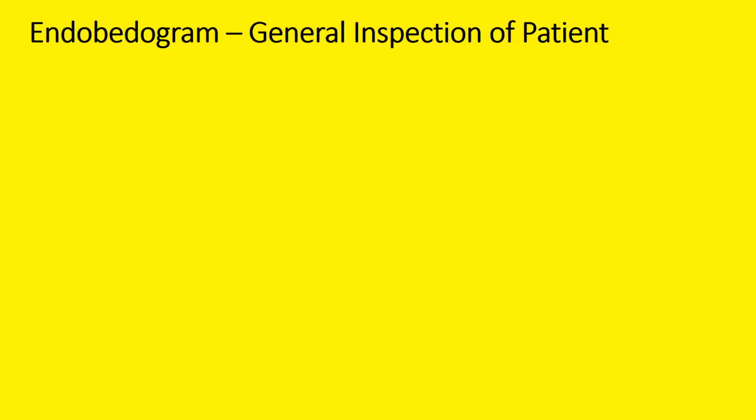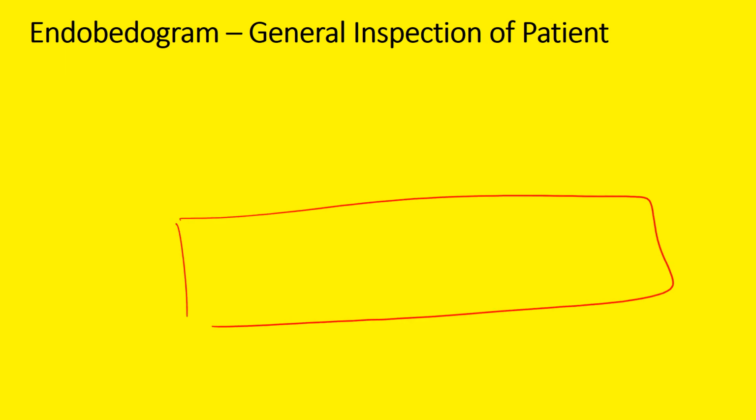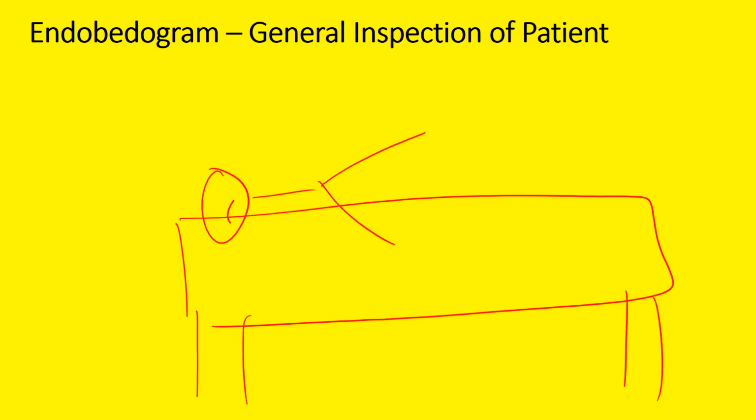Next, you come to the endobedogram, or what I call the end of the bed examination. So when you have a patient in a bed like this, lying here, clearly unhappy, what are the various things that you'll be looking for? This patient most likely has a tube in the throat and a nasogastric tube, etc.